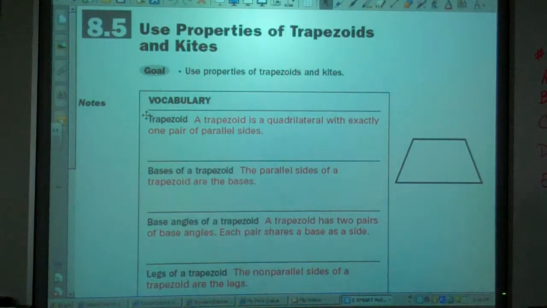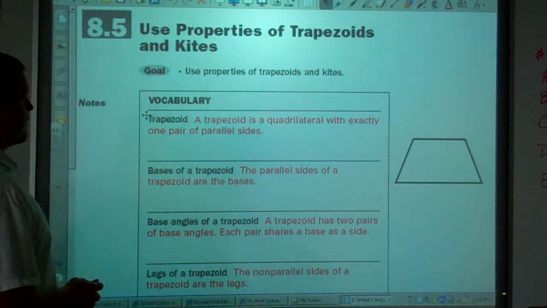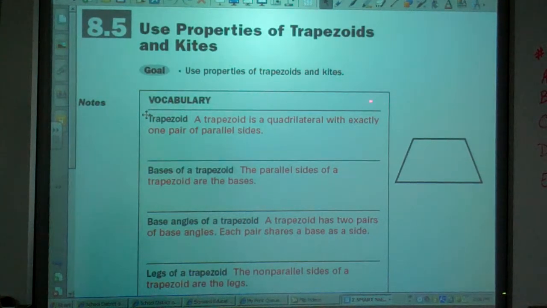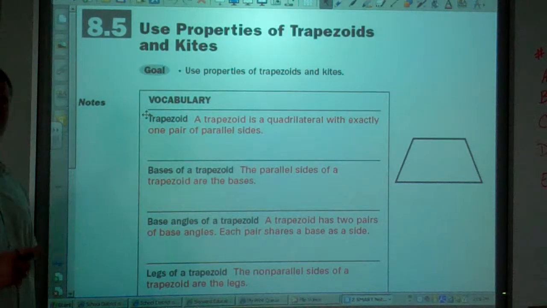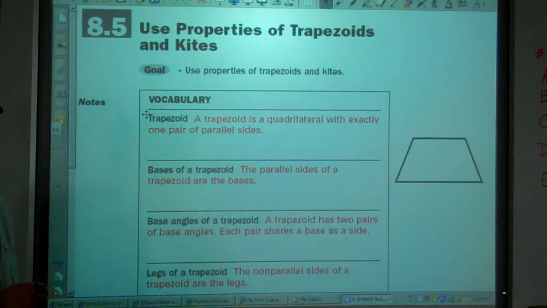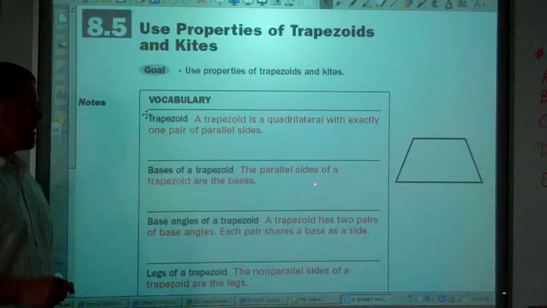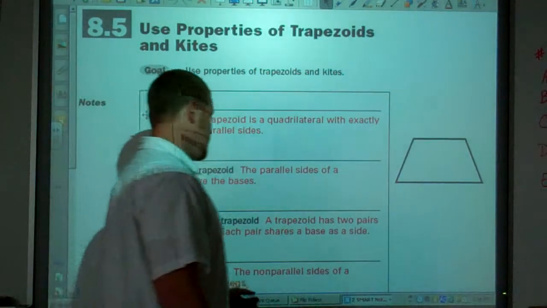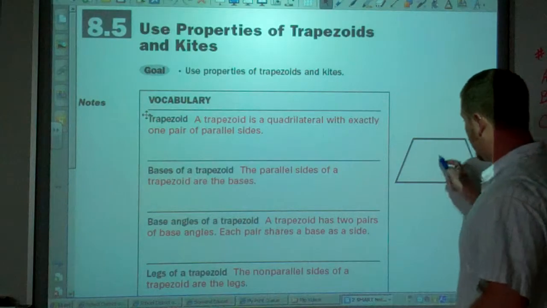Alright, today we are talking about properties of trapezoids and kites. A trapezoid is a quadrilateral with exactly one pair of parallel sides. One pair of parallel sides. The bases of a trapezoid are the parallel sides. So here's our trapezoid here.